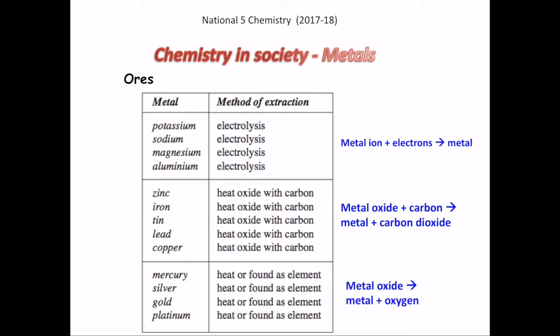The next group, which comprises zinc, iron, tin, lead, and copper, is extracted by heating their respective oxides and then reducing with carbon. So metal oxide plus carbon will give you metal, and carbon changing into carbon dioxide. The last group contains least reactive metals such as mercury, silver, gold, platinum, which can be easily extracted by the action of heat on their respective metal oxides, forming metal and oxygen.